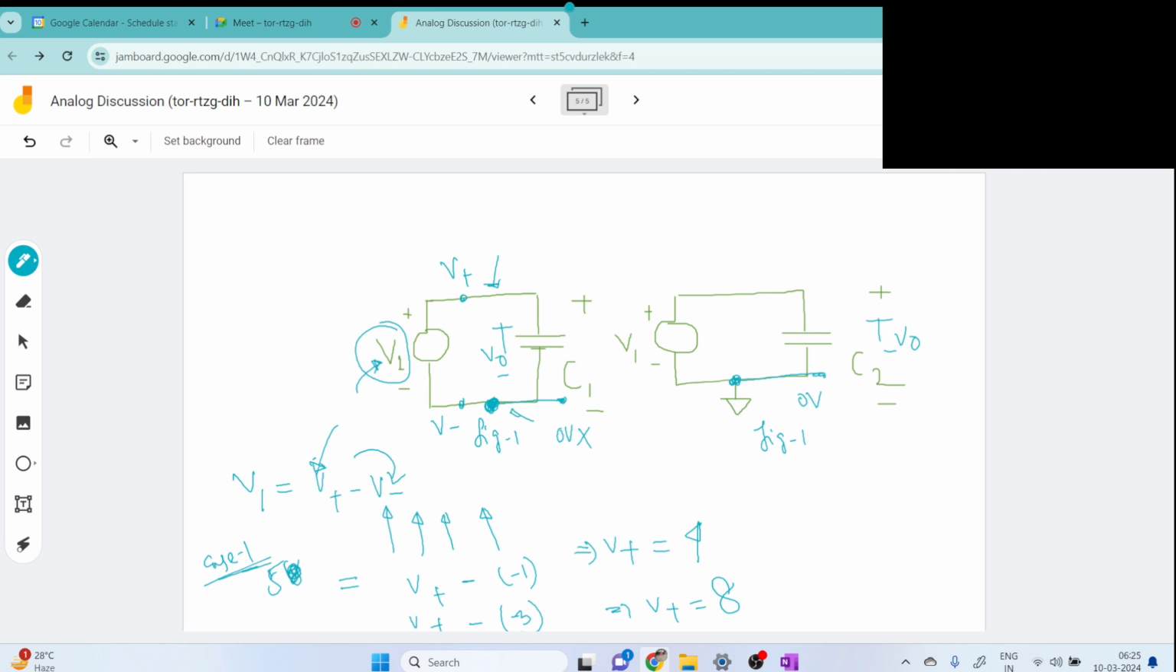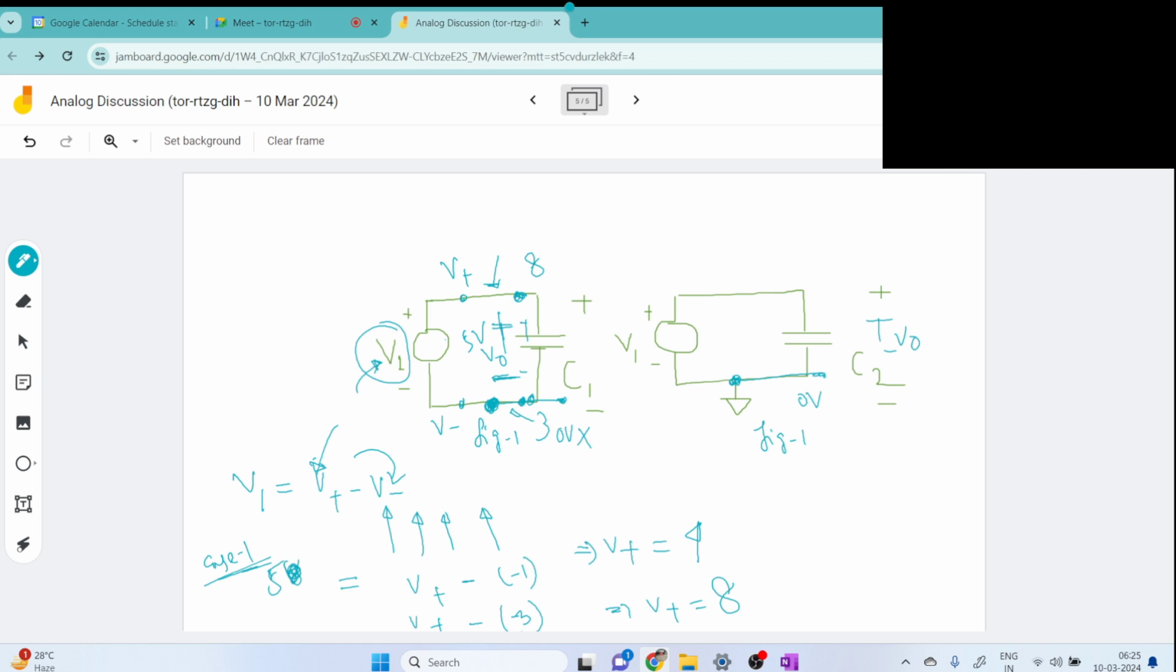Yes, 8 volt, because the constant V1 voltage should be maintained. These two nodes always have a 5 volt difference. So if this voltage goes to 3 volt, this node must go to 8 volt, so that the voltage difference will always be the same, constant. This is the concept of an ideal voltage source.